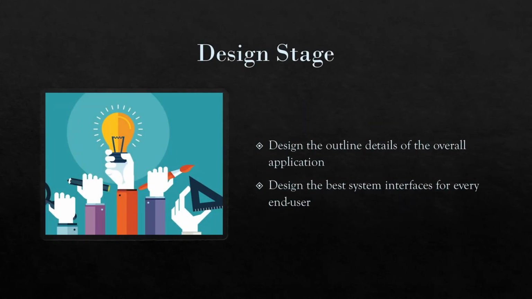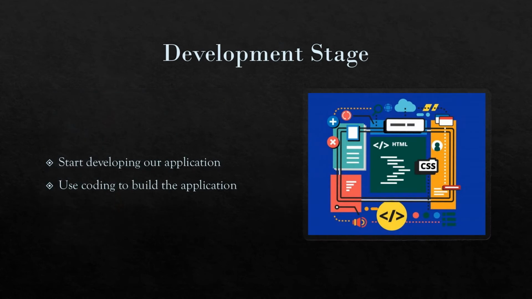Then the third phase, the design stage, we are going to design the outline details for the overall application as well. For example, we will design the best system interfaces in order to achieve accessibility for every end user. For the next phase, the development stage, we will begin our coding part based on the design that we did in the last stage.